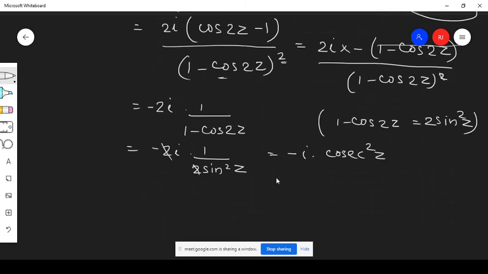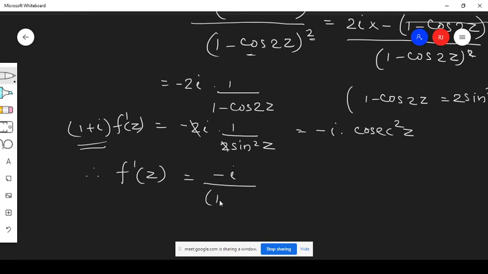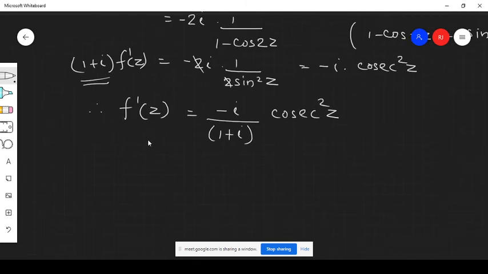So what was our left side? It is (1 plus i) into f dash of z. Therefore, from here f dash of z is equal to, taking this (1 plus i) to the denominator, minus i upon (1 plus i) into cosec square z. This is an 8-mark question, so it's a bit lengthy.